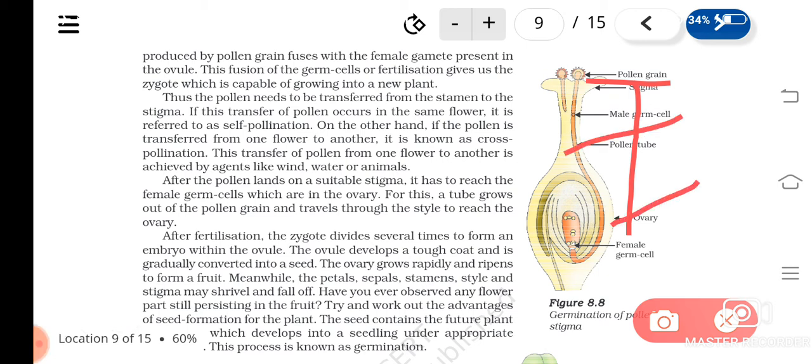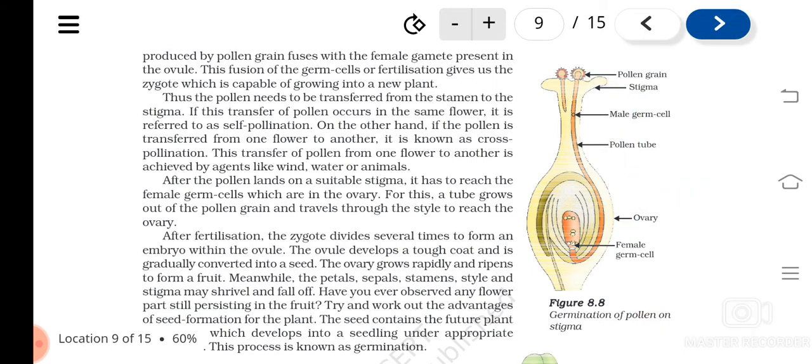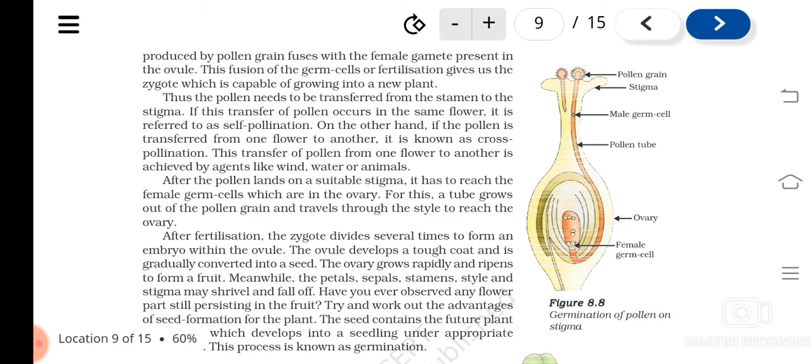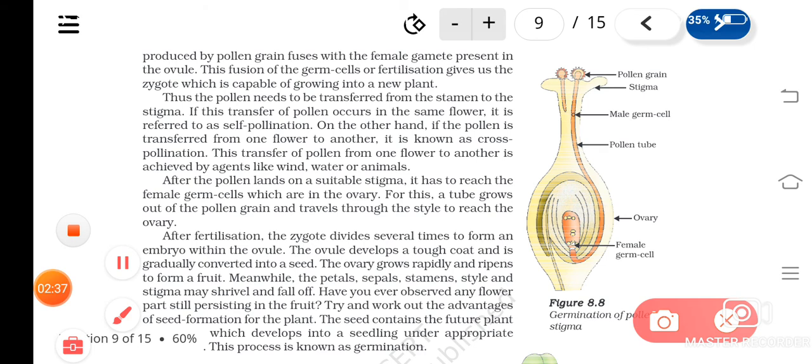Understood? And inside this, what is there? Ovules are there. So after pollination, the pollen grains will be where? On the stigma, like this. Okay, so the fertilization will take place where? Here in the ovule. So after pollination, the pollen grains have to grow down through the style, and then they have to reach the ovule as a pollen tube.